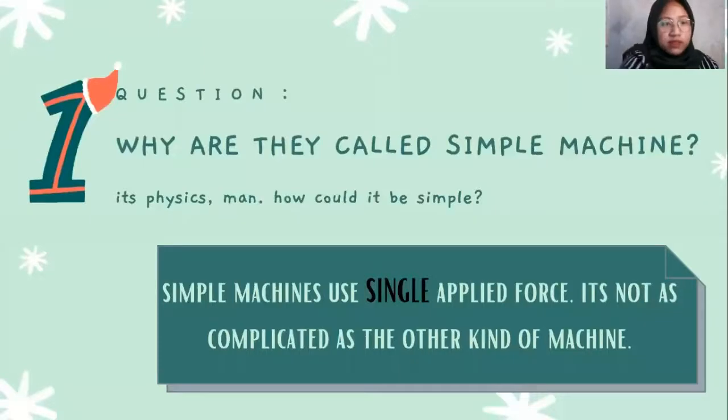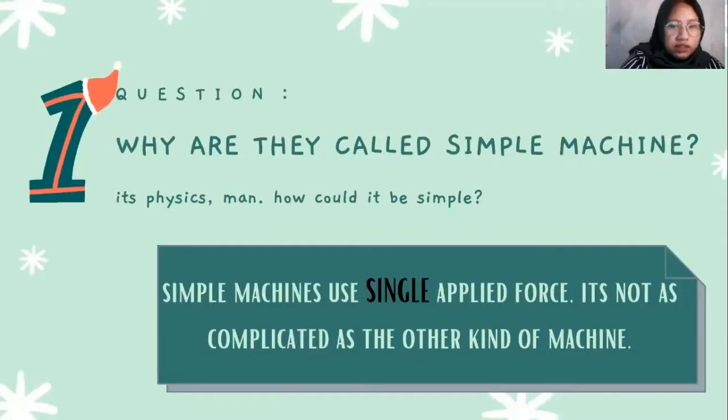This is the first question. The first question is: why are they called simple machines? And the comment is, it's physics, man. How could it be simple? People are asking, why is it called simple? It's physics, and people know that physics is complicated as hell.